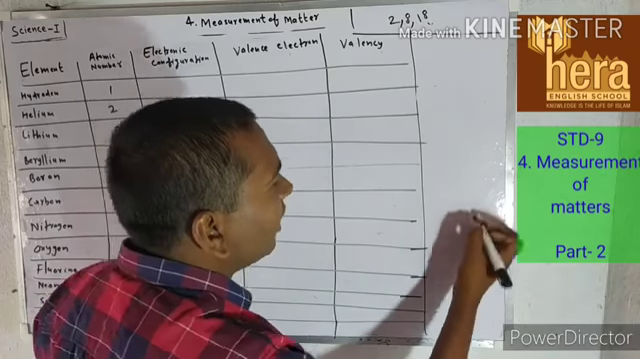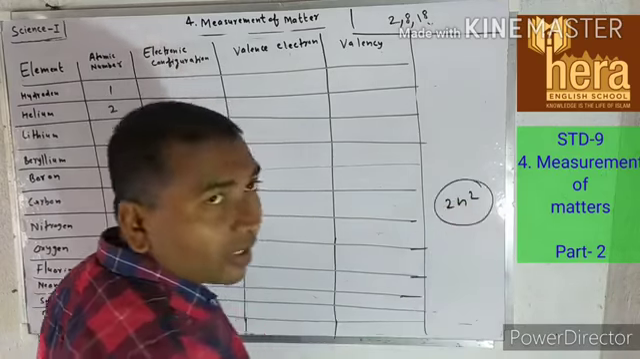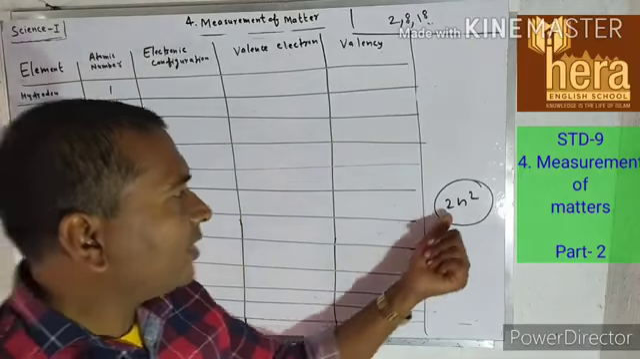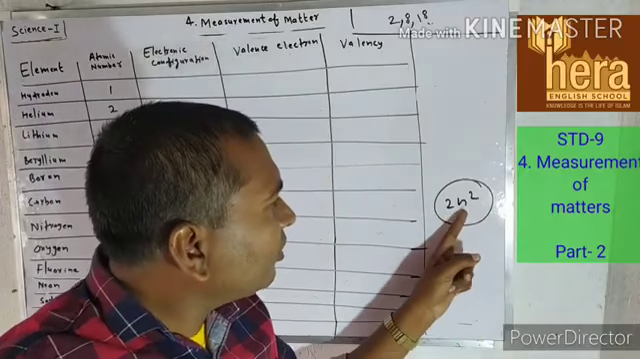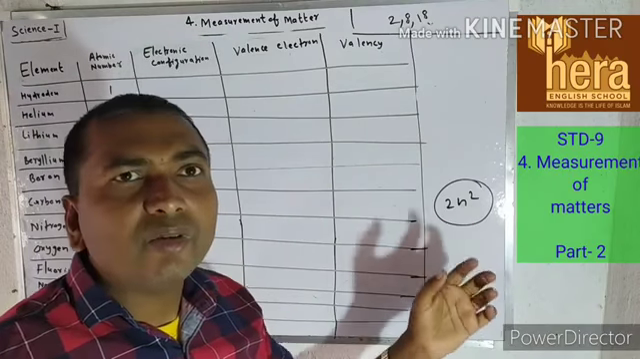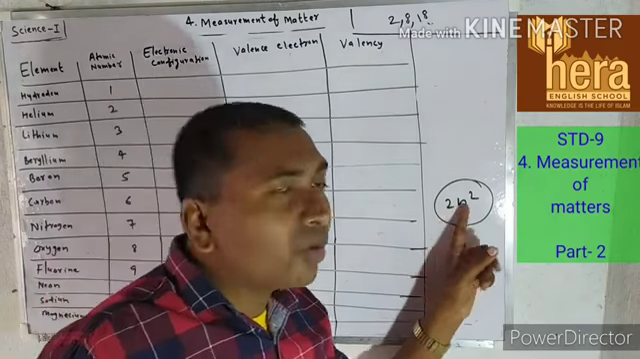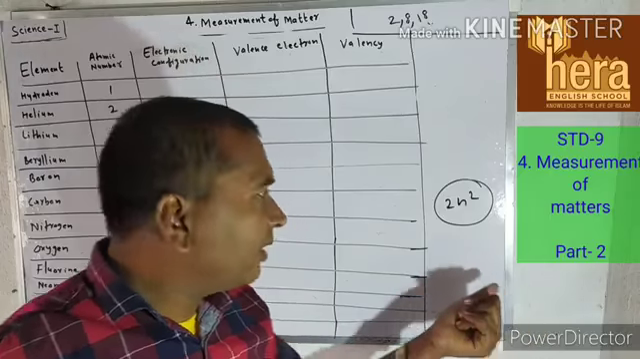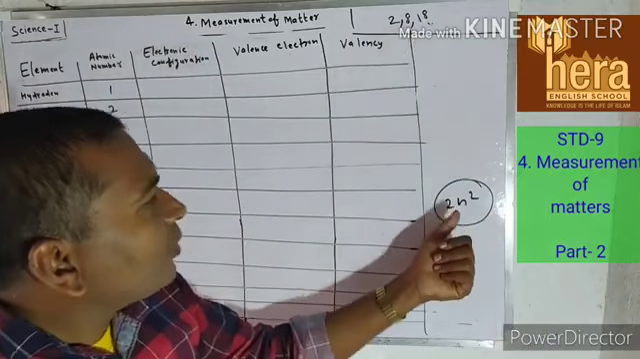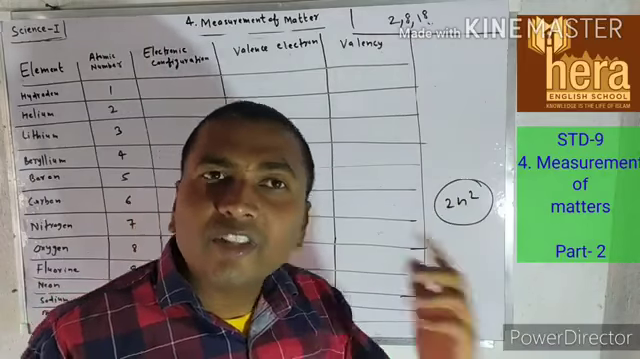So there is one formula, 2n square. This is the formula where n is the orbit number. If you put n is equal to 1, then it means you are talking about the first orbit, that is K shell. If you put n is equal to 2, it means you are talking about L shell, orbit number second. If you put n is equal to 3, it means you are talking about orbit number 3.